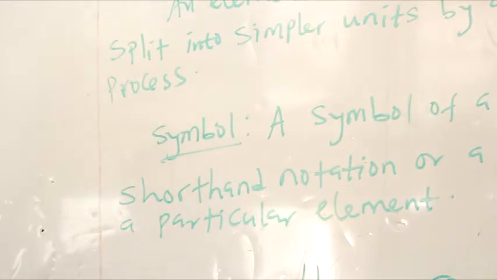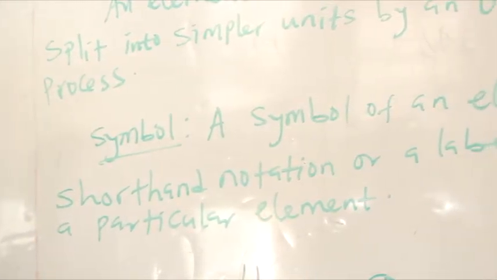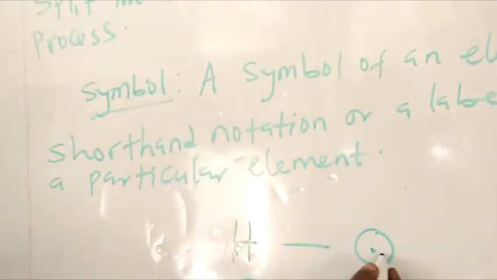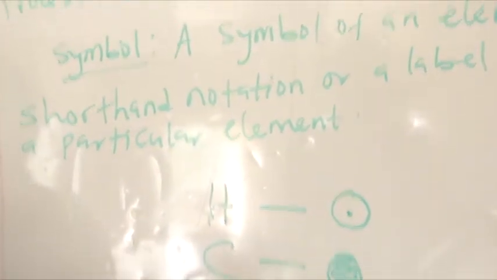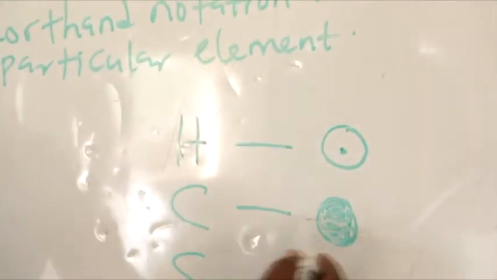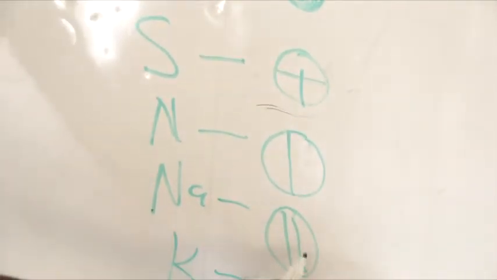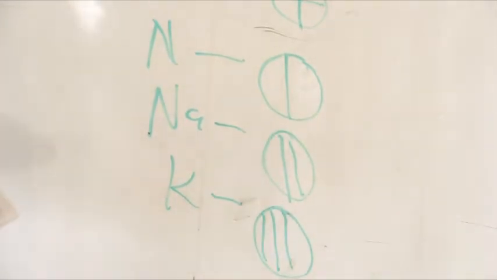But in the early 19th century, it was John Dalton that actually started the work of giving symbols to each element. In his notation, hydrogen was given a circle with a dot. Carbon was given a circle that is painted all over. Sulfur was given a circle with a cross inside. Nitrogen was given a circle with a single bar. Sodium was given a circle with a double bar, and potassium was given a circle with 3 bars in it.